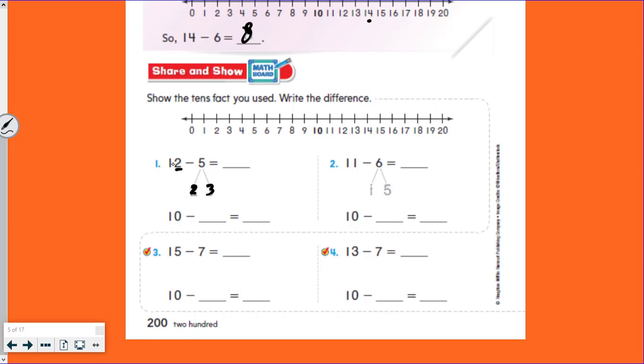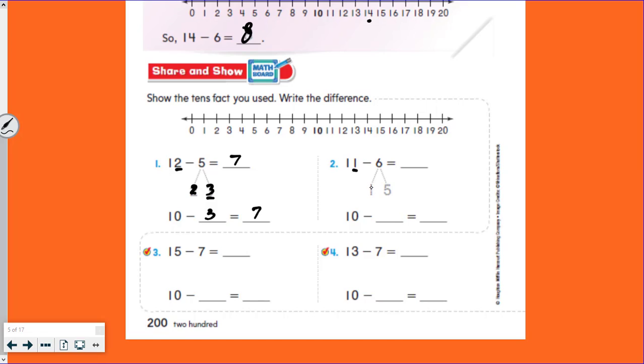So 12 minus 2 is 10. And I still have to take away 3, so I have to do 10 minus 3 to get my answer. Okay, so then 10 minus 3 is 7, which means 12 minus 5 is 7. So that's my answer.